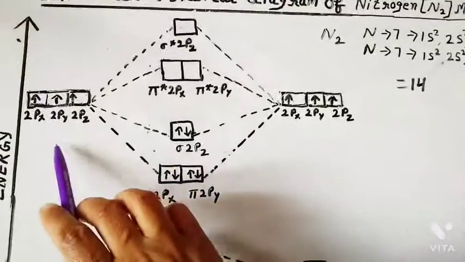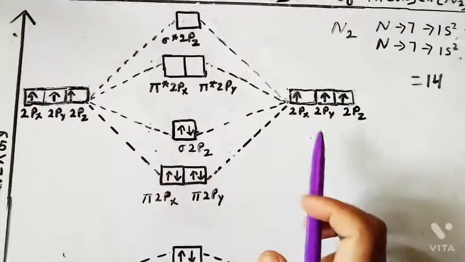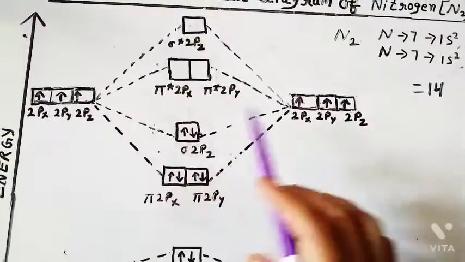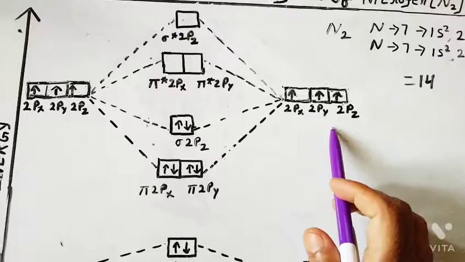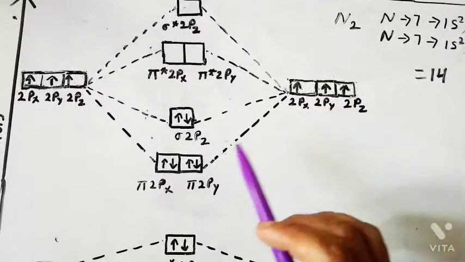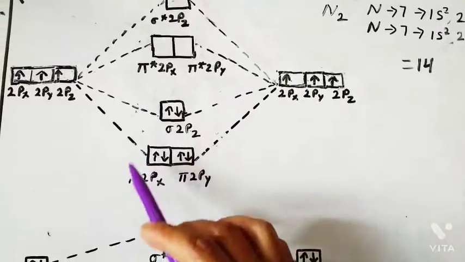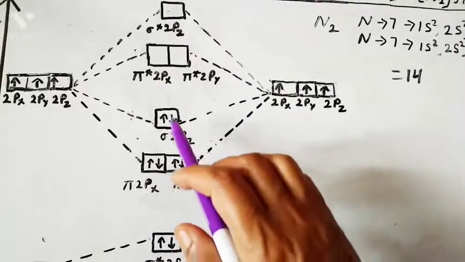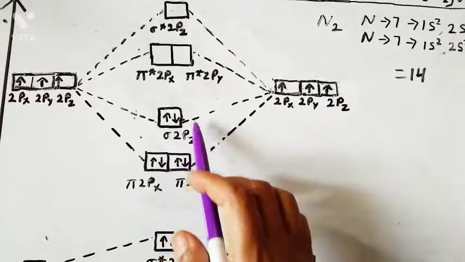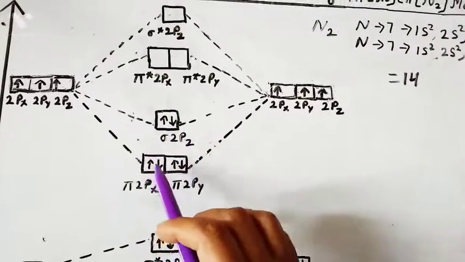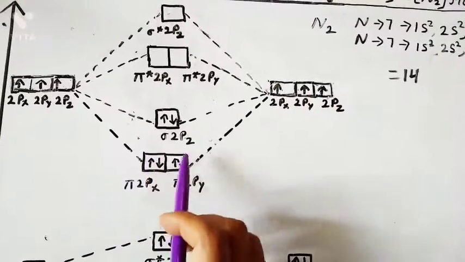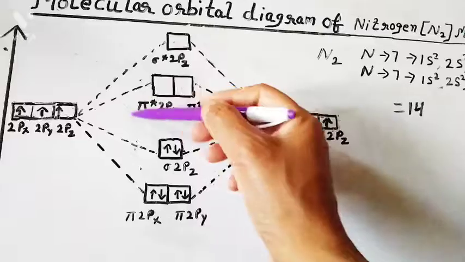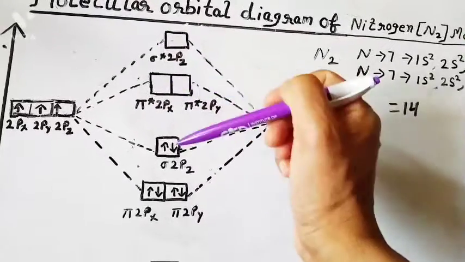Now we will see when 2p orbital of both nitrogen atoms will combine with each other. Now the molecular orbitals will form. 3 electrons are here and 3 electrons are in second nitrogen atom, so total 6 electrons are present here. Out of this 6 electrons, 2 will be in pi 2px bonding orbital, 2 will be in a pi 2py bonding orbital, and 2 will be in a sigma 2pz bonding orbital. Now 2 out of 6, 2, 4 and 6. Now electrons are not left, so this anti-bonding orbital will be empty.